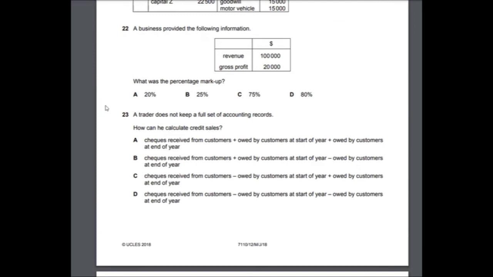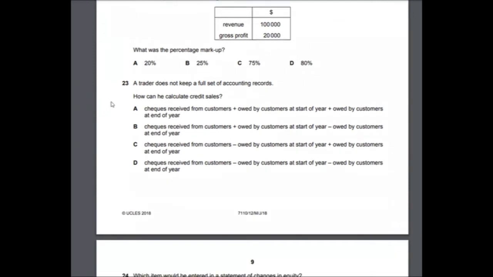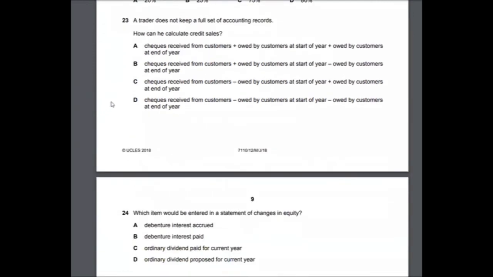So the correct answer to multiple choice 22 is option B. Multiple choice 23: a trader does not keep a full set of accounting records. How can he calculate credit sales? So he needs to calculate credit sales. What are credit sales? Credit sales are sales for which the trader has not received money, right?